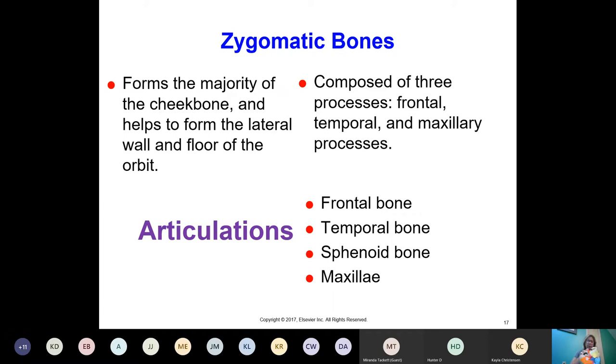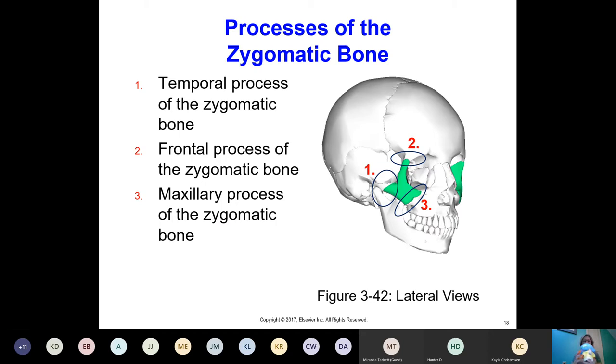So if we flip the skull up, I guess we can see it best from here. Can you see that? If you look from here, you can see where the purple meets the red. The red is the sphenoid bone. If we rotate the skull this way, you can see the sphenoid bone. And the red and the purple where they meet, that's the other articulation. So it meets with all four of those bones. And slide 18 is a picture of those processes, so you can see them better.